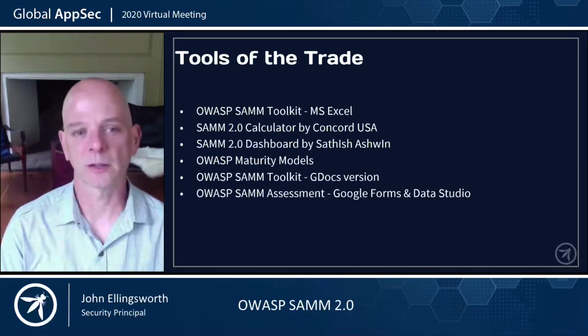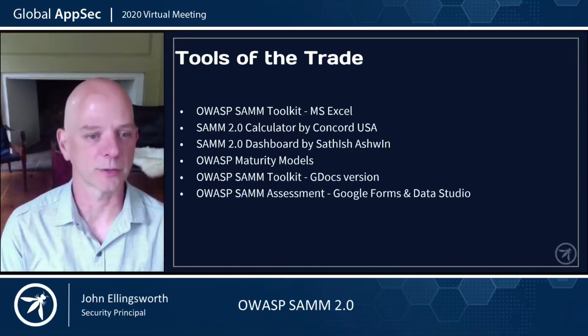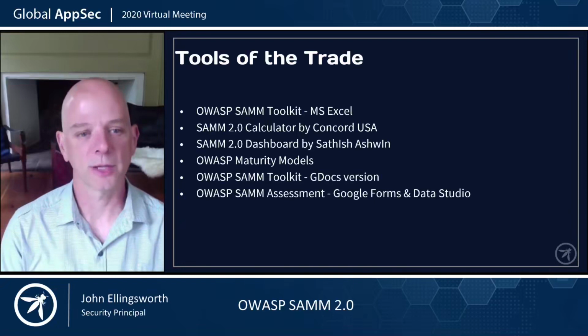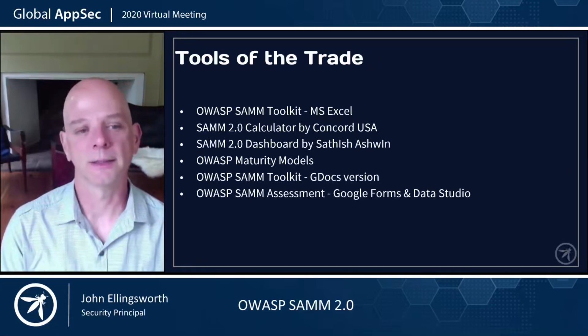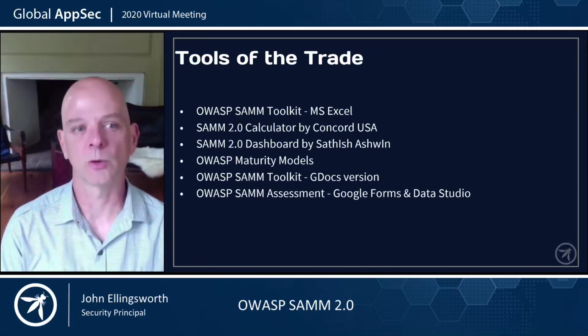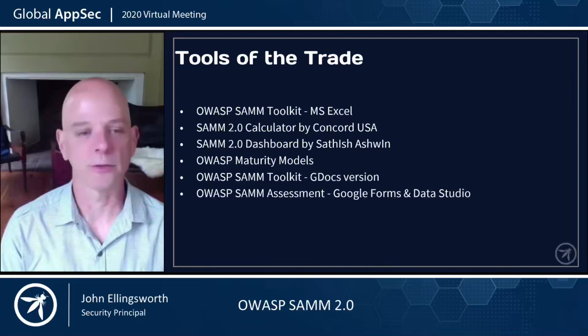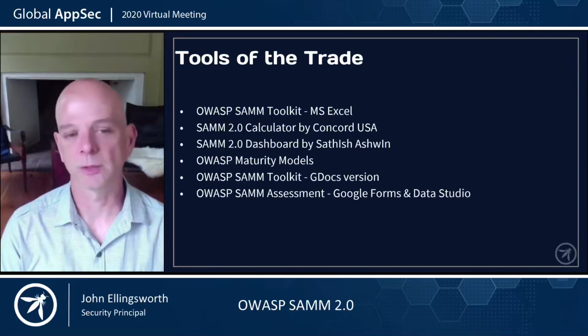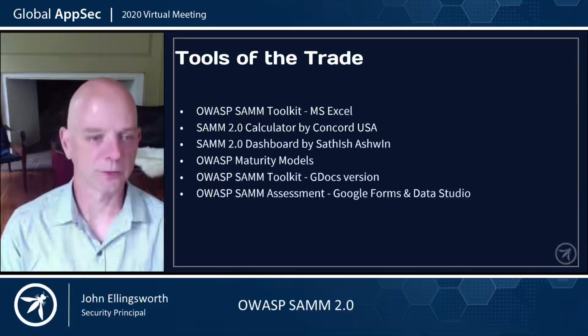There's a SAMM 2.0 calculator by Concord USA, a company in the United States that provides security assessments and services to companies that would like to leverage their expertise. There's the SAMM 2.0 dashboard, developed by Satish Ashwin, which has been contributed to the OWASP SAMM project and is available on GitHub. It's a standalone application you can run in your own environment. OWASP Maturity Models is another web application that you can set up and run within your organization.